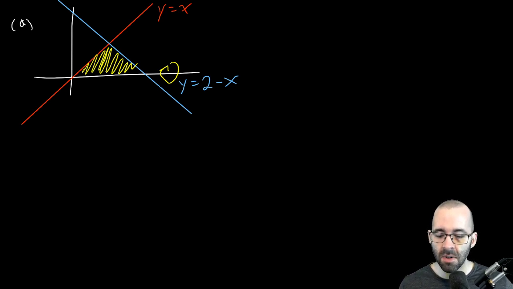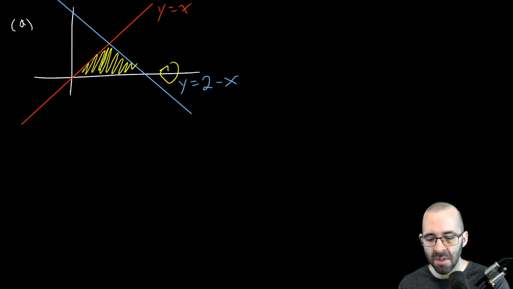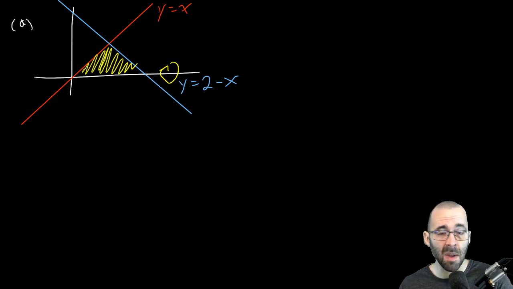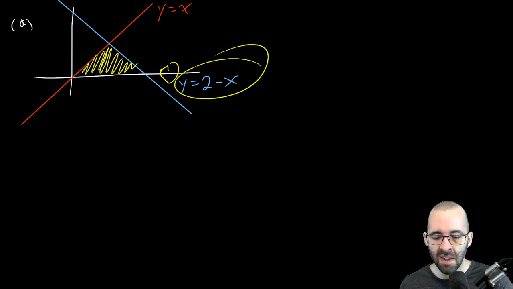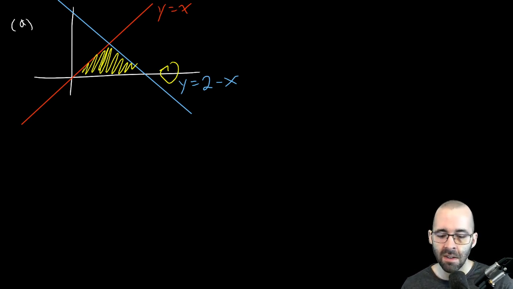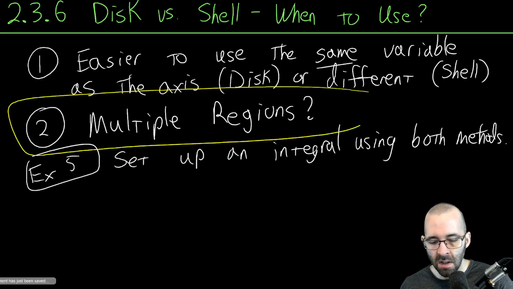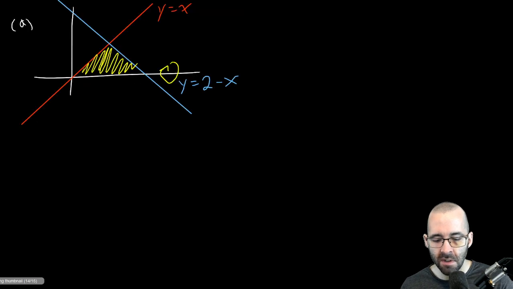Is it easier to have this in terms of x or in terms of y? I would say it's easier to have this in terms of x. We're already solved for y. Having it in terms of x is easier, so that makes you think disk method. But it wouldn't be bad to solve for x here. This is already solved for x, and this is super easy to solve for x. So having things in terms of y would be fine. So far, shell and disk method both look good. The second question is, are you going to have multiple regions?